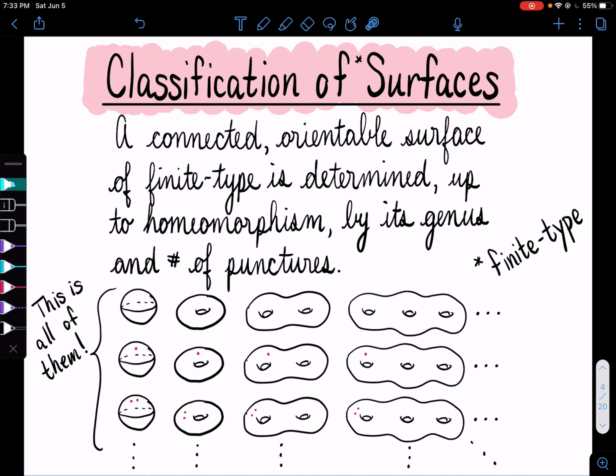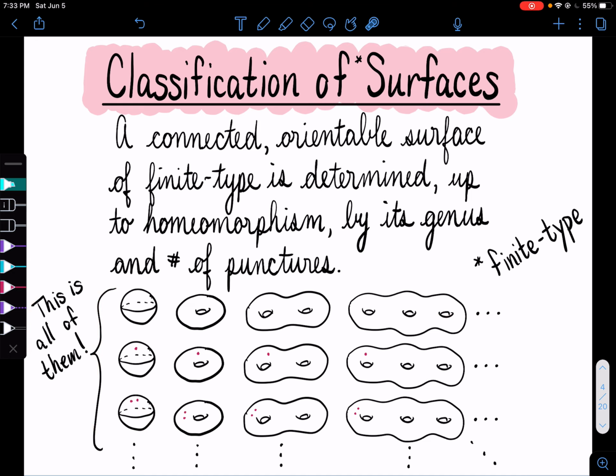Another way of formulating this theorem is to say that if I list out my surfaces, like I have down here, I have my sphere, my torus, my genus 2 surface, my genus 3 surface, and then we can think of the genus increasing as we go out to the right. And as we go down, you see I've added some marked points. I added 1 here, I had 2 punctures here. So you can think of the punctures increasing as we go down. Then this table that I've enumerated is really all of them. This is all of my surfaces.